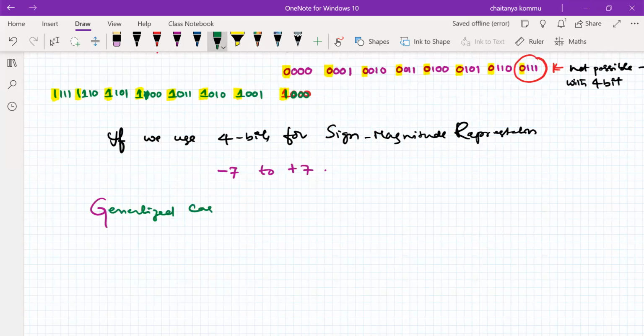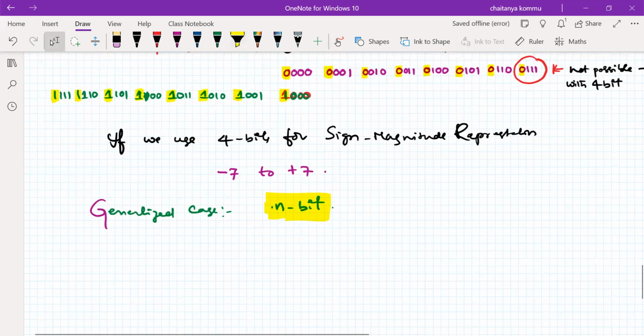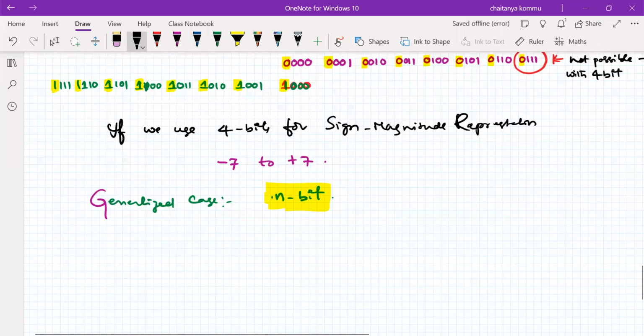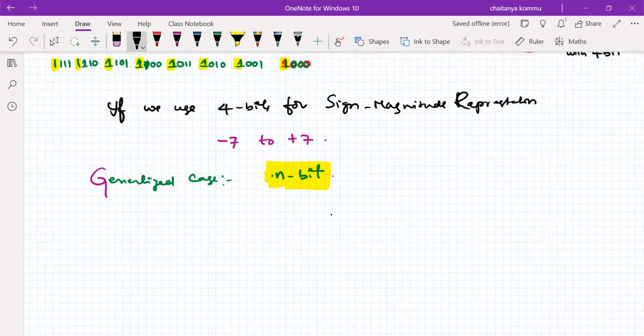Let me write it for the generalized case. For n bits, what is the range? Can anyone guess? I want anyone from the class to say it. It's very simple. How do you represent 7? It's a binary number system we are using. Base 2, power n minus 1.